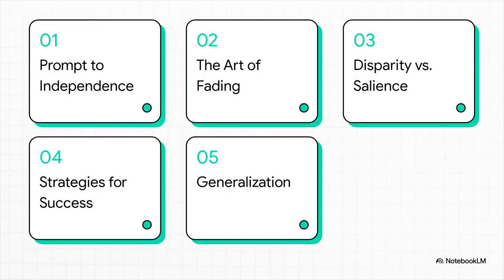Today, we're diving into a really powerful learning technique from applied behavior analysis called stimulus control transfer. We're going to look at how a skill goes from needing a prompt to being totally independent, the art of fading that support away, the super important difference between disparity and salience, some killer strategies, and finally, the ultimate goal of it all, generalization. Okay, let's get into it.